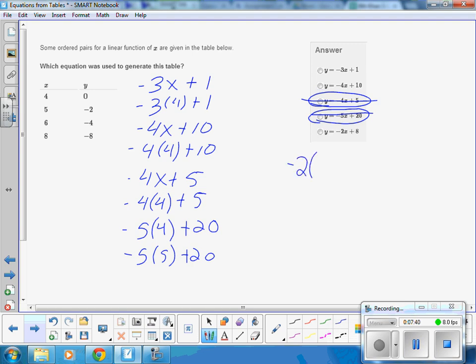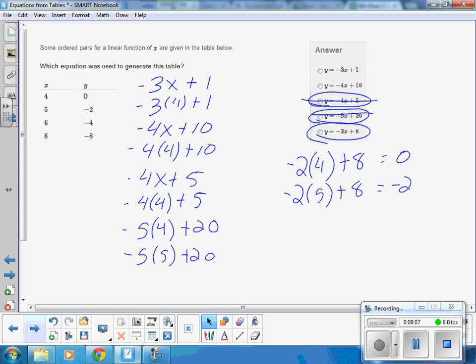Negative 2 times 4 plus 8. That is going to equal 0. Okay, that one checks. Let's check the 5. Negative 2 times 5 plus 8 is a negative 2. That also checks, so that one is my answer. So you need to verify at least 2 points work. Otherwise, you're going to end up doing a lot of extra problems.